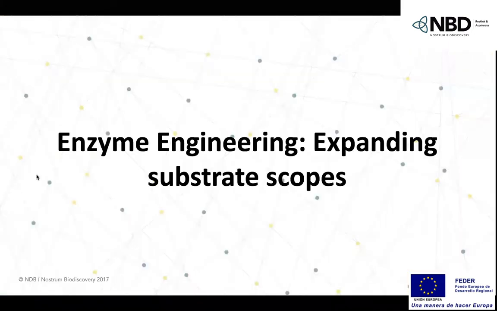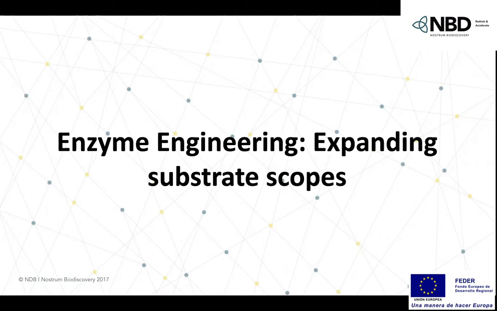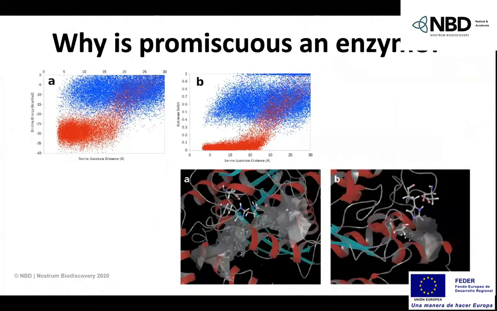But let's see how we apply this technology in enzyme engineering. Let's go through a really recent example that will soon be published in ACS Catalysis, where we expand the substrate scope of an ester hydrolase. But before talking about how we can expand a substrate scope, we have to discuss what defines a substrate scope. Why is an enzyme promiscuous? It can be answered also through PELE, in combination with other structural parameters.